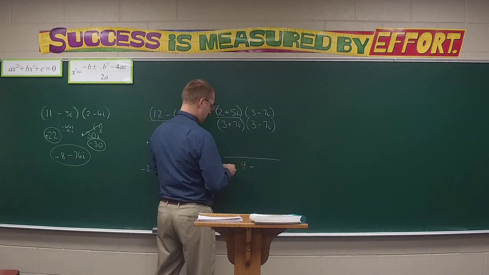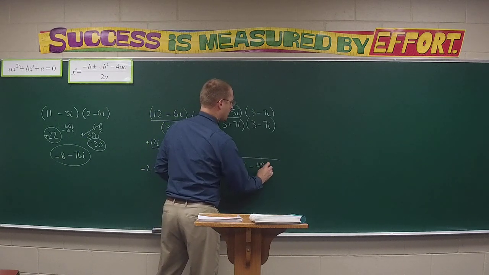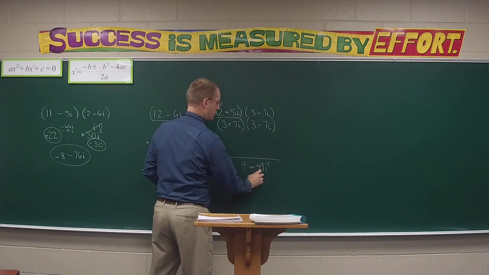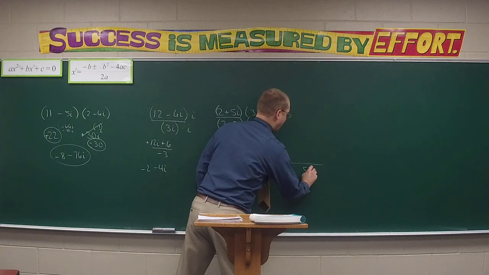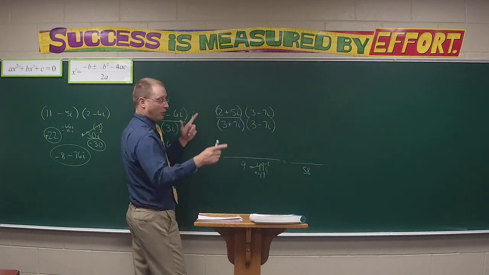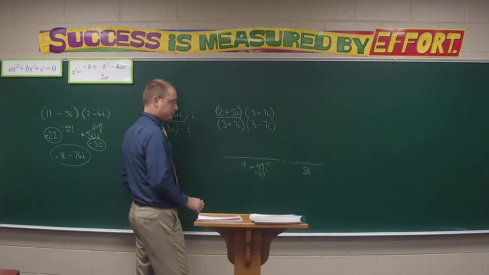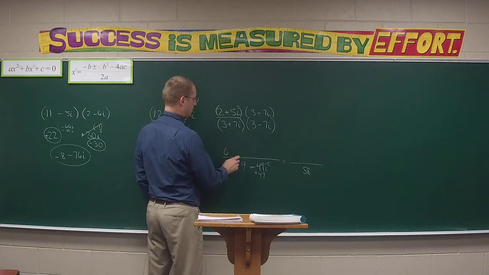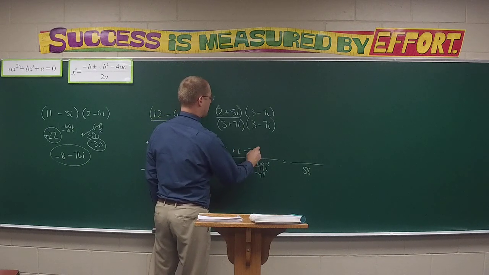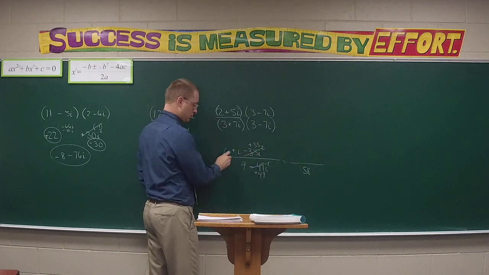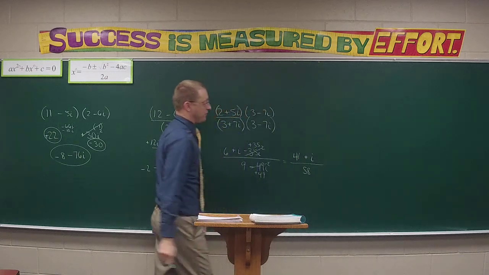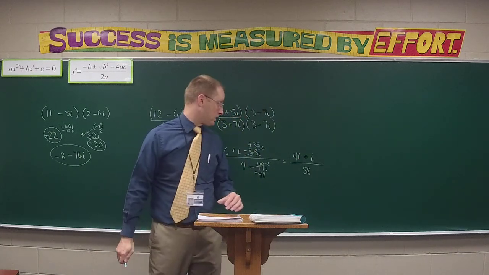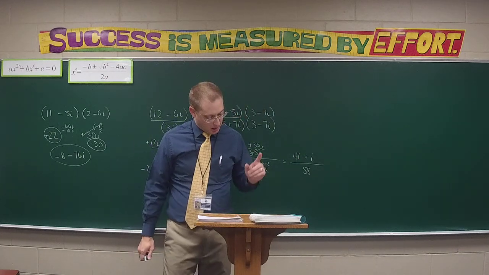9 minus 49i squared, which turns into a positive 49, which turns into a 58. 58. And then in the numerator, we're going to have to FOIL here. Let's go to Brandon. What do we get? 6 positive i, negative 35i squared, which turns into a positive 35. And then I combine this 35 and 6 to get 41 all over 58. And there's our answer. Or 41 58ths plus 1 58i.